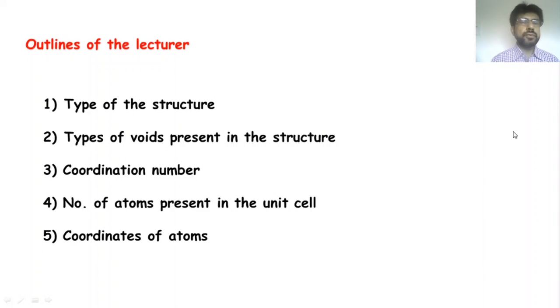The outlines of today's lecture are the type of structure, the types of voids present in the structure, coordination number, number of atoms present in the unit cell, and the coordinates of the atoms present in that structure.